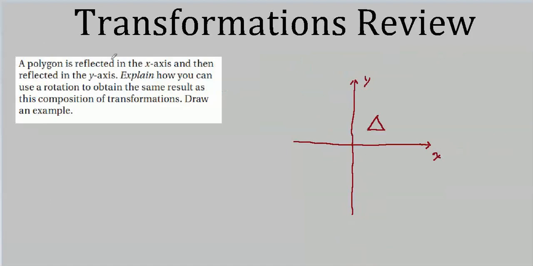Well, here they're telling us to reflect a polygon in the x-axis. A triangle's a polygon, so that's probably as good a one to use as any. And then reflect it on the y-axis. Now that would be the equivalent of a rotation. The question is, what rotation? And they ask you to draw an example.